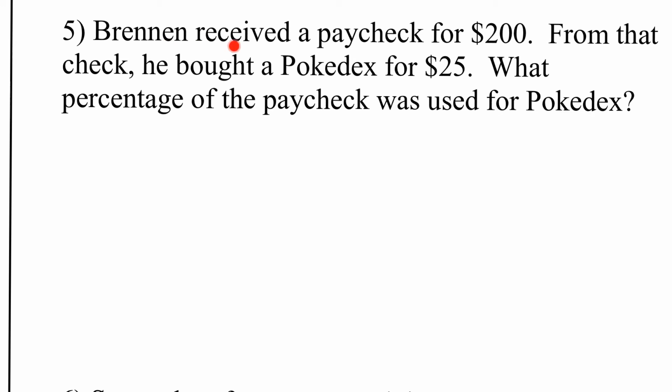Number 5, Brennan received a paycheck for $200. From that check, he bought a Pokedex for $25. What percentage of the paycheck was used for the Pokedex? To figure this out, you take the $25 that he spent on the Pokedex and divide it by the total sum of money that he had in his check.